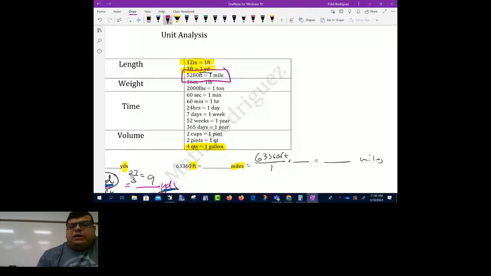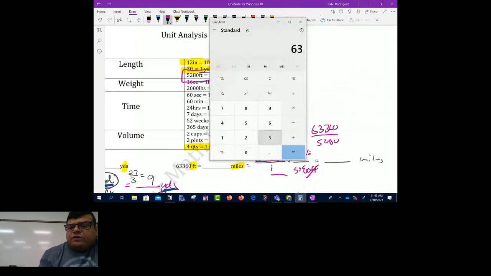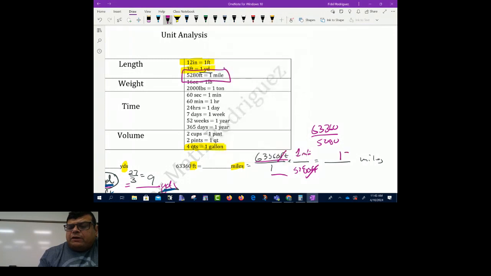5,280 feet in 1 mile. I want to end up with miles, y'all. So I'm going to put 1 mile on the top, 5,280 feet on the bottom. I'm going to go straight across. Big numbers, but it's okay. That's exactly why we have our calculators. Those feet are going to cancel. 63,360 divided by 5,280, 12 miles. Boom. And there we go.